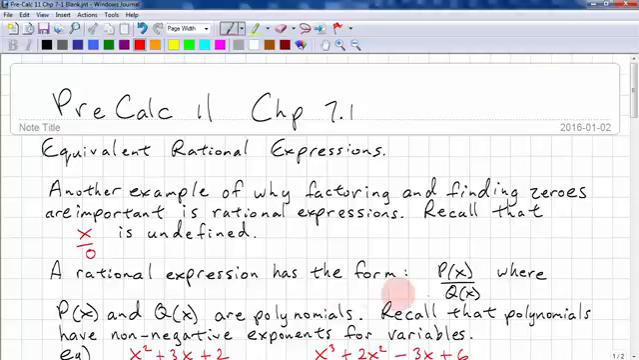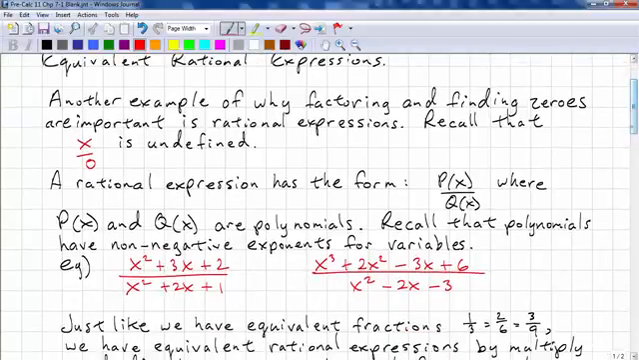A rational expression has the form p of x over q of x, where p and q are polynomials. Recall that polynomials have non-negative exponents for the variables. So here's an example. This is a quadratic over another quadratic. This is a cubic over a quadratic. All the exponents are integers and positive.